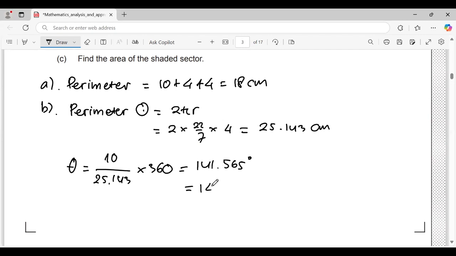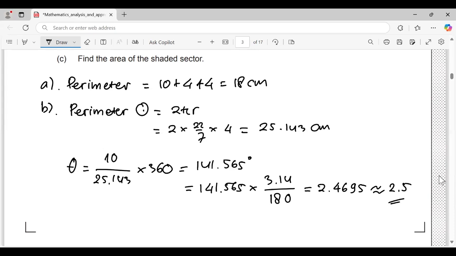We are going to convert degrees into radians. It means 141.565 multiply 3.14 divided by 180. And it is 2.4695. Round off becomes 2.5 radians.